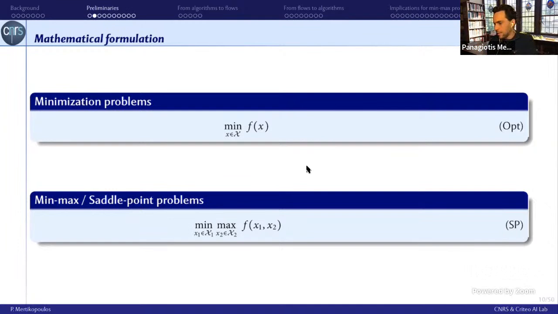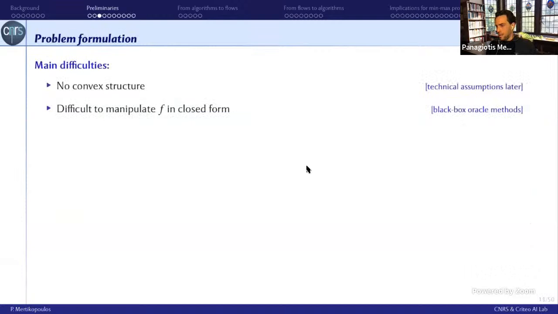And as for the blanket assumptions for the type of objectives that we will consider, we will consider both deterministic ones, but also stochastic ones, which are the expectations of some random function defined over some complete probability space. The main difficulty here is that we're not going to be assuming any convex structure for the function, which also means that F is difficult to manipulate in closed form. So everything will be in the black box setting, no white box results like in the previous talk.